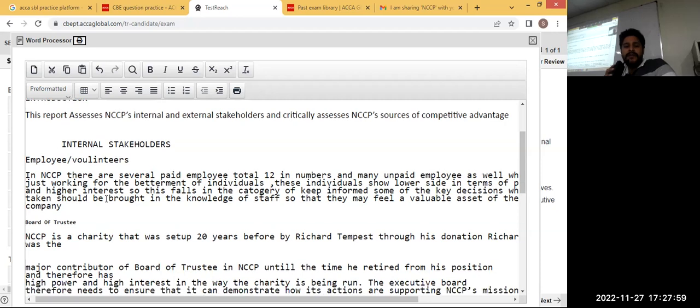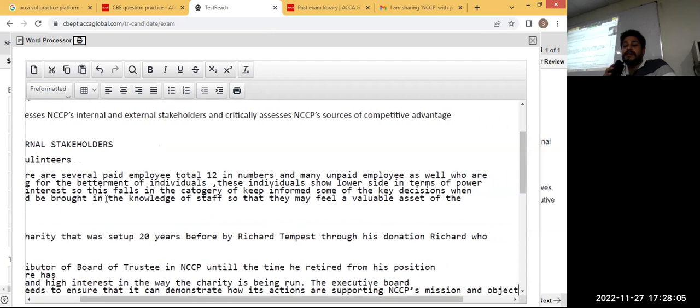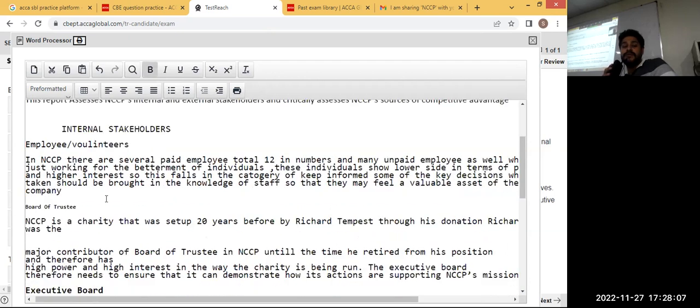The executive board, therefore, needs to ensure that it can demonstrate how its actions are supporting the NCCP's mission and objectives. So, board of trustees, you all must have identified as high power and high interest, and you can also write that they are the key players of the company. However, you need to justify why we are calling them key players or why we are saying that they have high power and high interest.